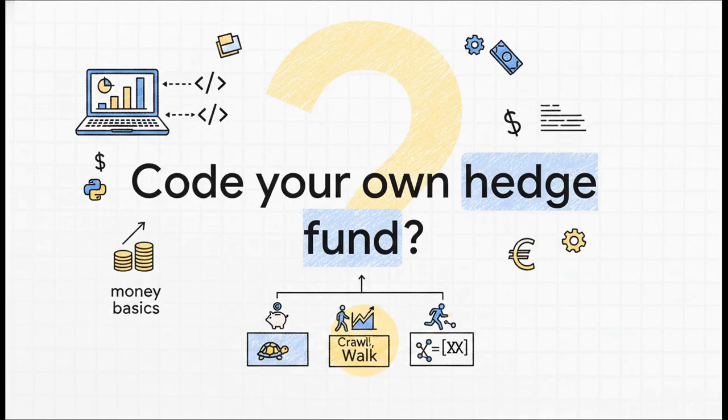In this explainer, we're going to take a crawl, walk, run journey. Think of it kind of like driving. Crawling is looking in your rearview mirror at your past spending. Walking is looking out the side window at current market trends. And running, well, that's looking straight at the horizon, predicting and optimizing your future wealth.